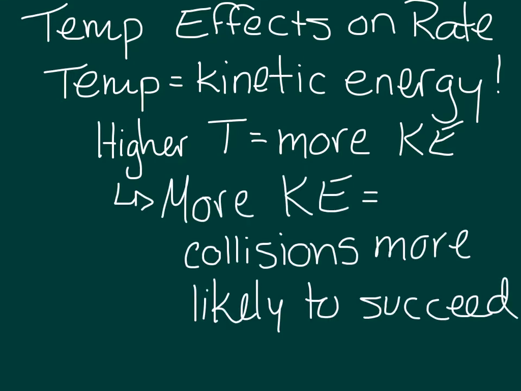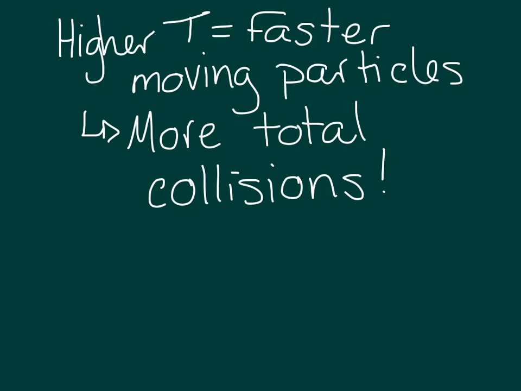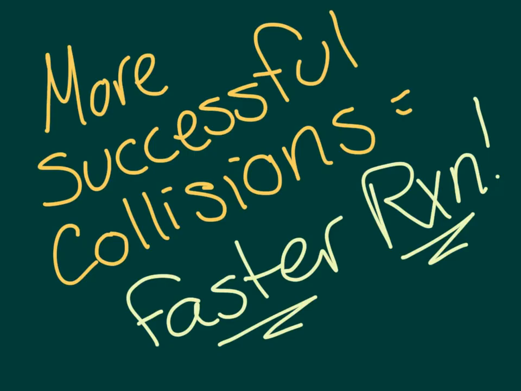More kinetic energy means collisions are more likely to be successful. We also established that higher temperature meant faster moving particles, which leads to a greater number of total collisions. And both of these factors lead us to a greater number of successful collisions between molecules, which gives us a faster reaction. So in general, at a higher temperature, reactions tend to proceed faster with a greater rate.